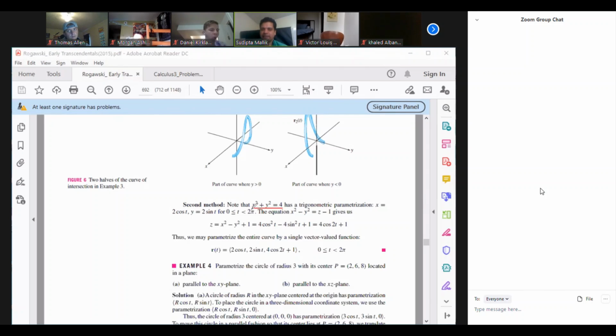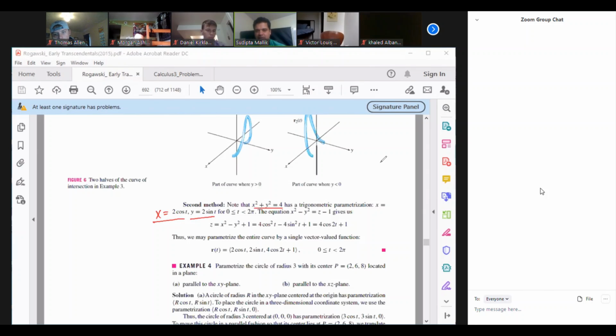Do you see that if x is 2 cosine t, y is 2 sine t, then 2 squared cosine squared plus 2 squared sine squared t is, sine squared plus cosine squared is 1, so that becomes 4. So the parametric equation for x squared plus y squared equals 4 is this: x is 2 cosine t, y is 2 sine t, and t goes from 0 to 2 pi.